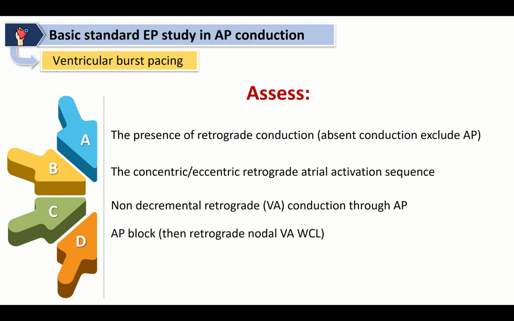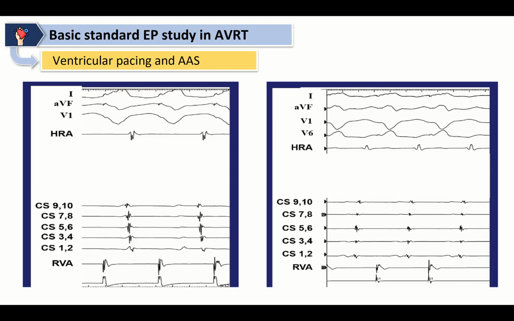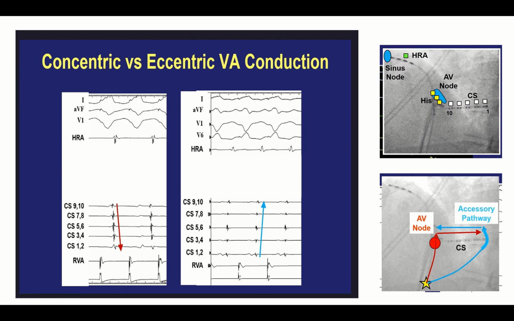Is it concentric or eccentric retrograde atrial activation sequence, non-decremental conduction, and finally when accessory pathway will block. And this is an example. At the left side we can appreciate concentric activation, nodal conduction, and the earliest activation at CS 9-10. Meanwhile, on the right side, a clear evidence of accessory pathway, left lateral, earliest activation CS 1-2, and no evidence of decrementation. And here is the illustration of the accessory pathway.